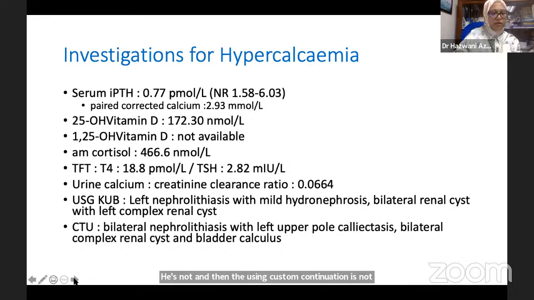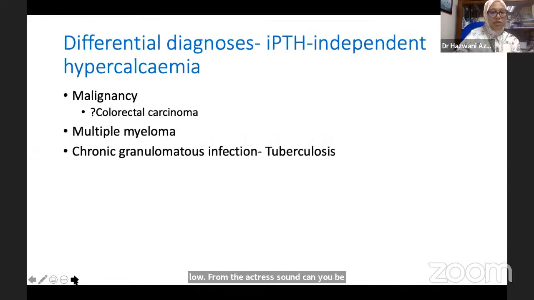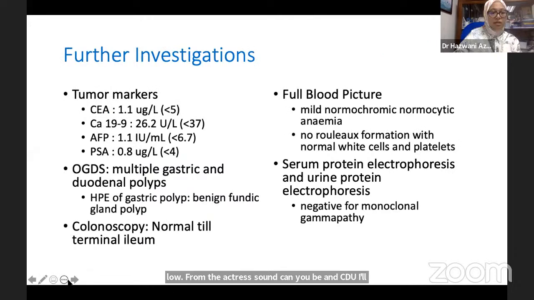From the ultrasound KUB and CTU, I'll show you the X-ray abdomen afterwards. So we did look hard to rule out colorectal cancer or any occult malignancy. The tumor markers are all normal.